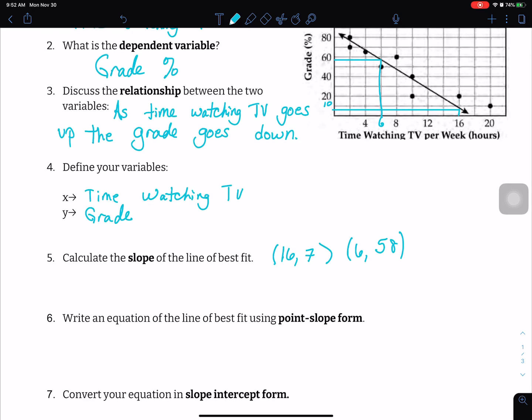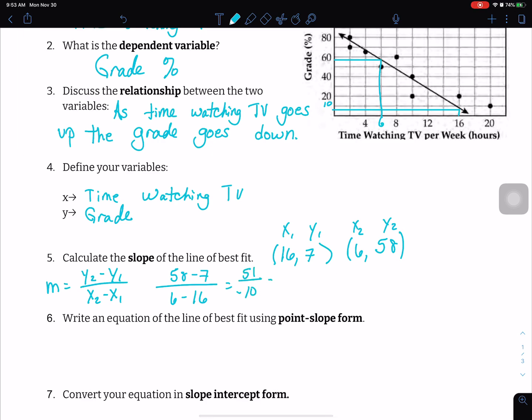So my slope, remember, that's y2 minus y1 over x2 minus x1. So if I want to label my points, I can. So 58 minus 7 over 6 minus 16. And then I get 51 over negative 10. And then I'm going to put that as a decimal, which would be negative 5.1. So I can compare that to my graph, and I can see that my slope is going down on my graph. So it gives me a good indicator of kind of what's happening.